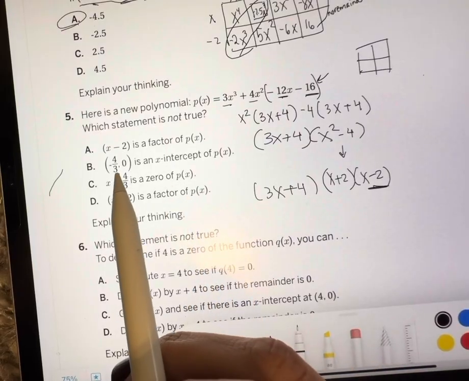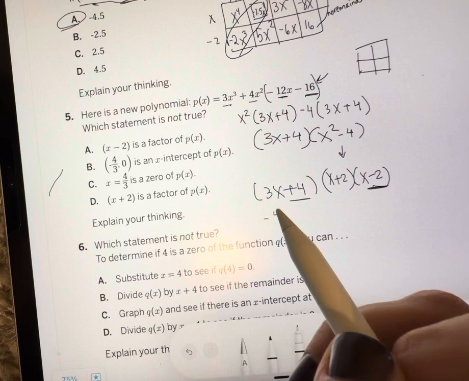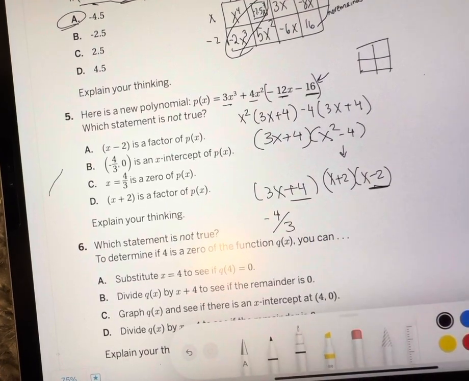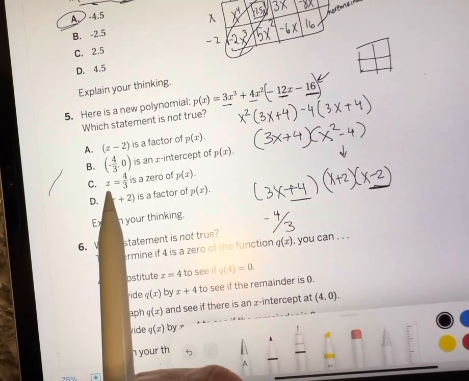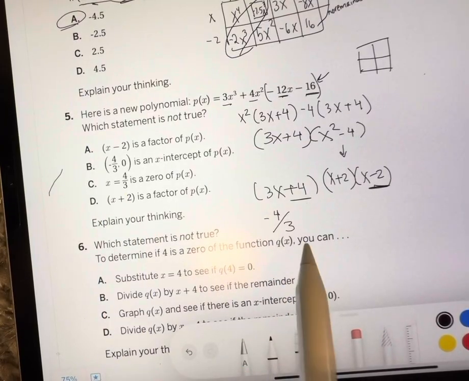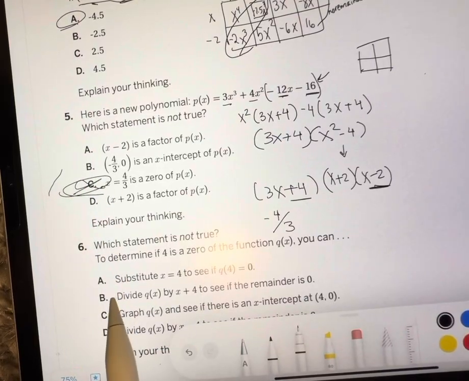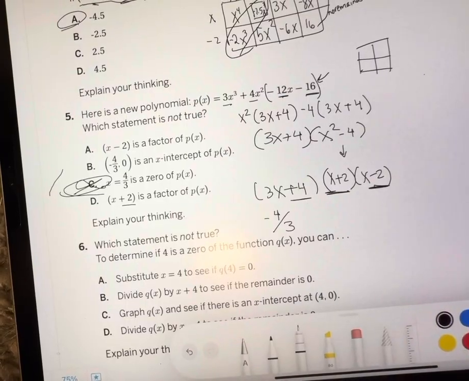Does it mean that negative 4/3 is an x-intercept? Remember, the opposite of this number over this number is a 0 or x-intercept. So B is true. C has it being positive. It should be negative. So C is actually the one that's not true. And is x plus 2 a factor? Yeah, it is. It's right there. Okay.